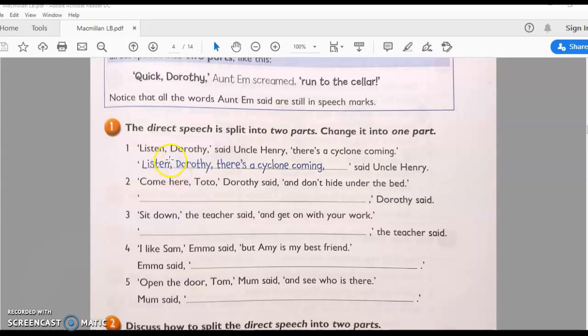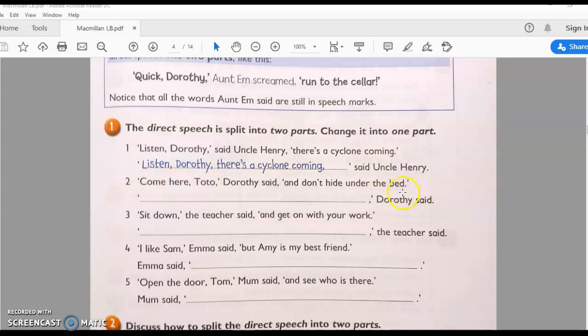Okay? We have one here, after "listen." We have one here, after "Dorothy." Then it continues here, look. You just copy it exactly just like it is. Alright? "There's a cyclone coming." And then "said Uncle Henry." Clear? So let's try this one, number 2.